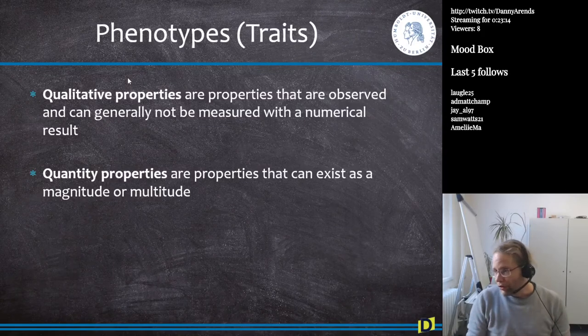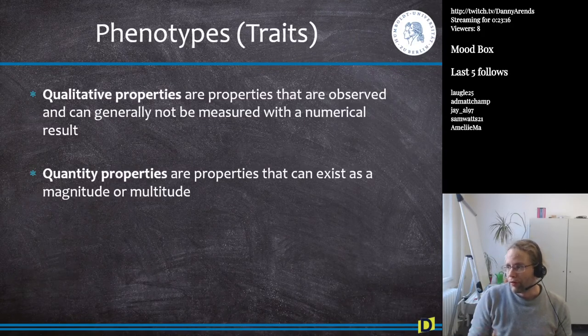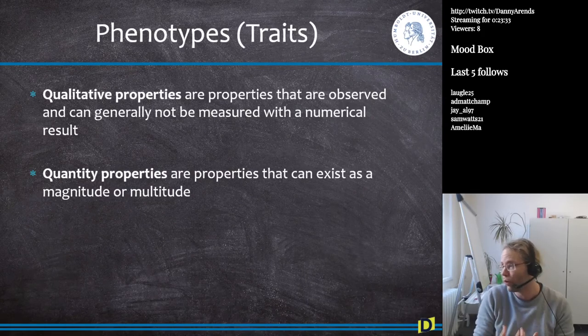So when we talk about phenotypes, we have to distinguish between two types of properties, right? So we have qualitative properties. Those are properties which are observed, but cannot generally be measured with a numerical result. So qualitative properties are things like taste, right? Taste is very subjective to the person who tastes it, and you can't really put a number on it. You can't say this potato plant tastes like 5 meters per second and the other one tastes like 7 kilometers per second, right? There's no unit to taste.